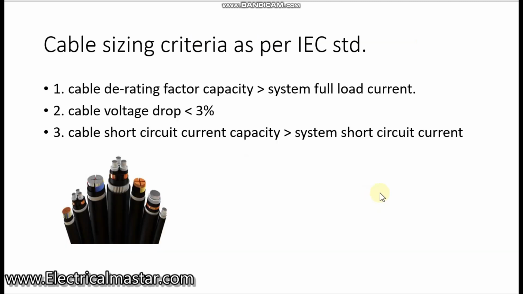Before sizing the cable as per the IEC standard, you should know these three conditions are very important. The first is that the cable derating factor capacity should be greater than the system full load current. Second, cable voltage drop should be lesser than 3%. And third, cable short circuit current capacity should be greater than the system short circuit current capacity. If these three conditions are satisfied, then our cable is sufficient.